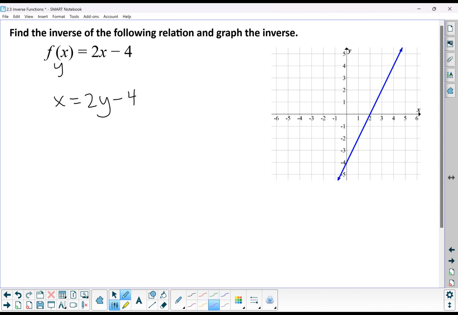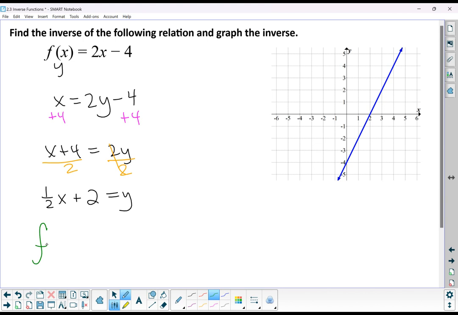In this case, we're going to start by adding 4. So we have x plus 4 is equal to 2y, and then we need to divide by 2. So dividing a binomial by 2, you need to remember that that 2 is dividing both terms. So we would write this as 1/2 x plus 2. And then don't forget to name that inverse. F inverse of x is 1/2 x plus 2.